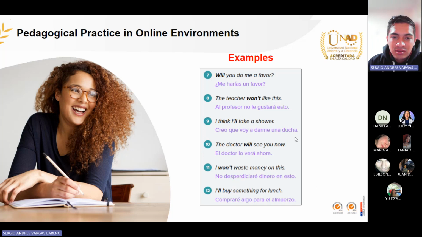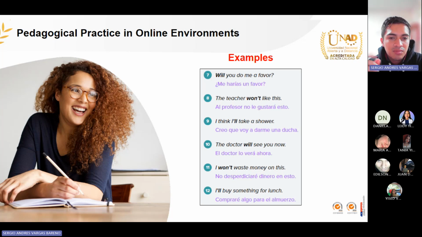So the same idea. Important thing: we can use will in a contraction with the pronoun. Example number 9: I think I'll take a shower. I'll is I will. It's a contraction, right? The same in example number 12: I'll buy something for lunch. I will buy something for lunch, right?